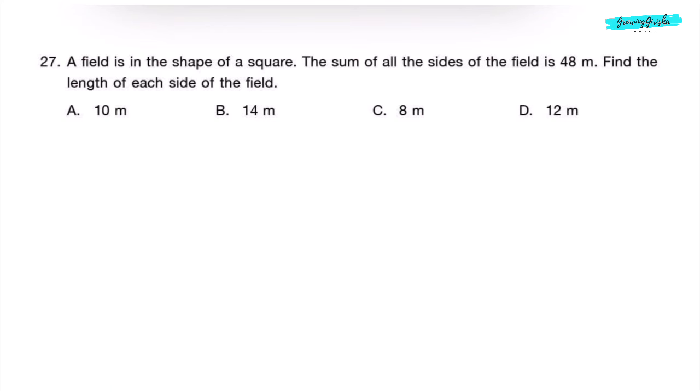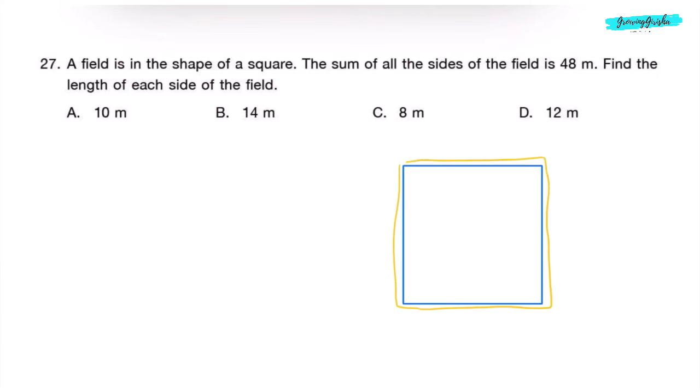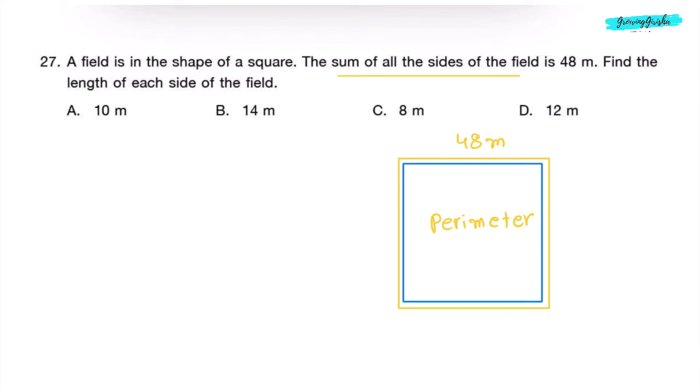Question 27. A field is in the shape of a square. The sum of all the sides of the field is 48 meter. Find the length of each side of the field. So first let's draw a field. Now the sum of all the sides of this field is 48 meter. The sum of all the sides is called the perimeter. So what is the formula for finding the perimeter of a square?